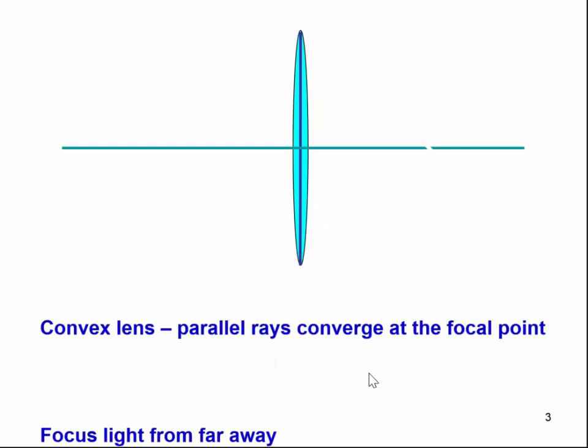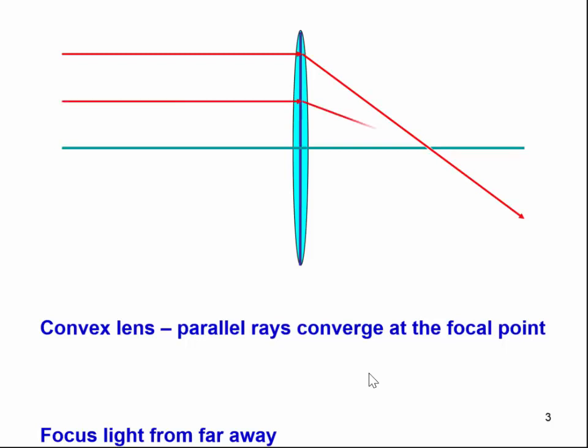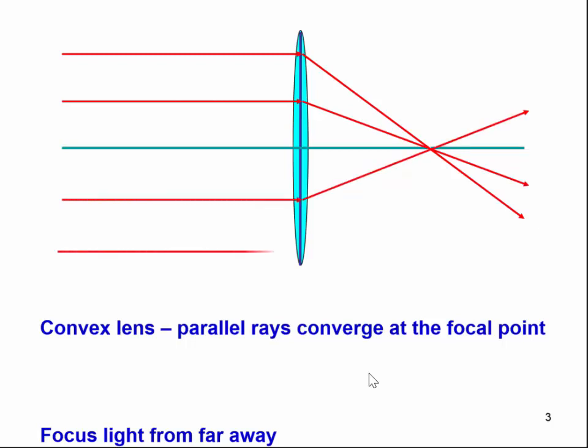A convex lens, also known as a converging lens, any light that is incident on that lens will converge at the focal point. So what convex lenses do is focus light from a large distance away, all to one point. That distance, the focal distance, is called f, and we'll use that in calculations in lessons to come.